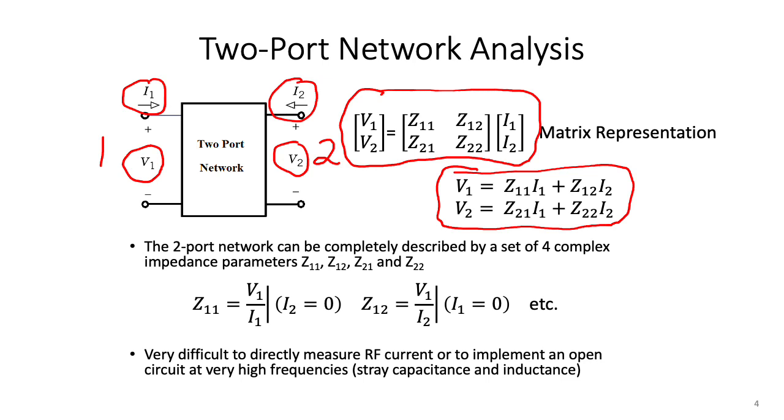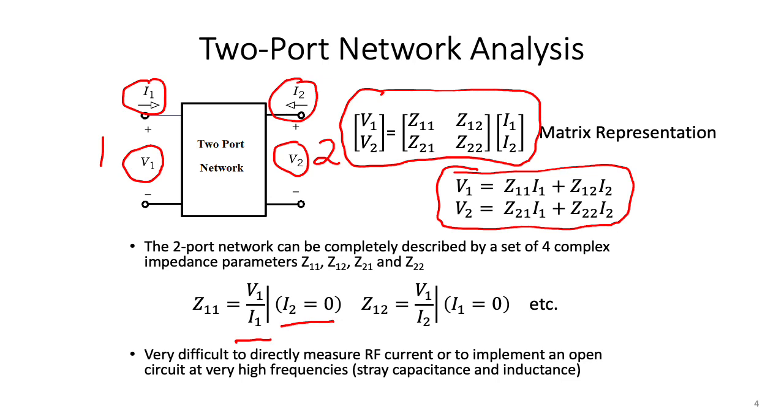Now, these four complex impedances can be determined by making a few measurements. The first measurement is I set the output current equal to 0. That corresponds to an open circuit on port 2. There's no current flowing into that node. And I measure the voltage to current ratio at the input port. That's V1 over I1. And from that, I can end up with Z11.